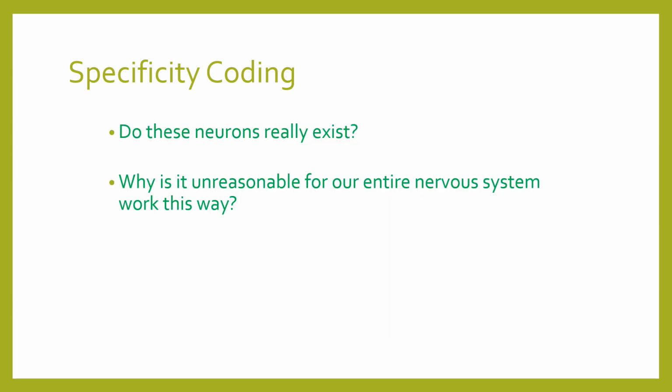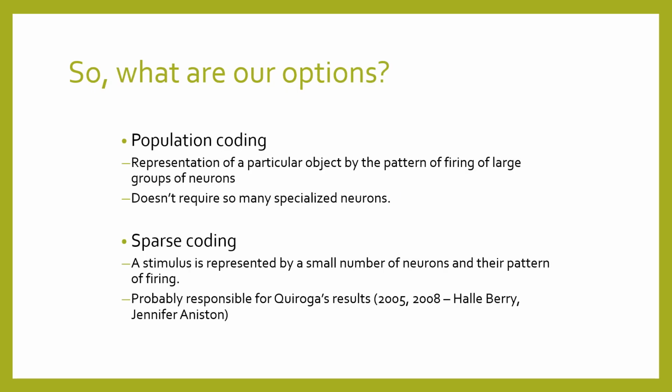I do ask this question, and it is something to think about. So pause, reflect, think about this. Do these neurons really exist? Do we think they really exist? And why would it be unreasonable for our entire nervous system to work this way, for us to have specificity coding for something like faces? I know it's awkward and weird in a video to leave that bit of silence, but I think it's important that even if you don't decide to pause and stop, there is a pause, a stop, where you think about that question.